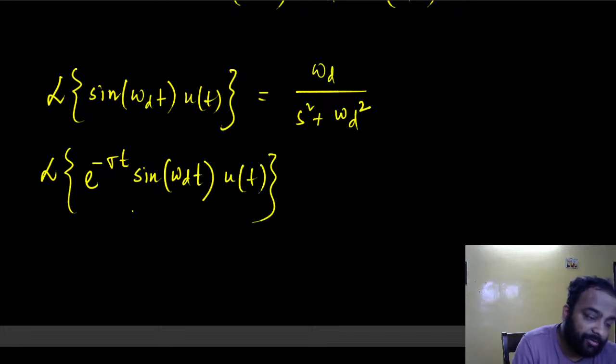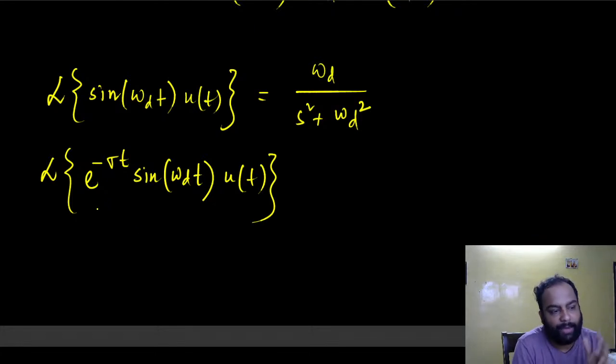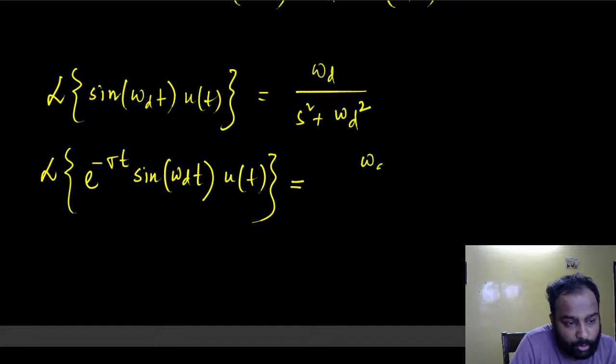So we know the Laplace transform of sine omega_d t u(t). We're multiplying that with e to the power minus sigma t, and I want to figure out the Laplace transform of that. So we're going to apply the frequency shift theorem. Essentially this becomes s replaced by s plus sigma. That's one of the properties of the Laplace transform that we actually derived.